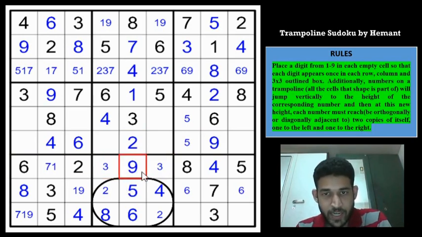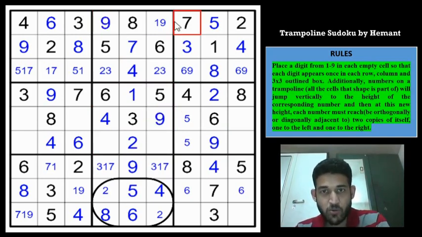So 2, 6, 9, 4, 5, 8. Remaining digits are 1, 3 and 7. So this is 1 and 7 and this is 1 and 7, right? So a 7 here gives us a 2, 3 pair. 2, 3, 4, 1, 5, 6. Remaining digits are 7, 8 and 9. A 9 is here, so you'll get a 9 here. And that resolves the 1, 9 pair in box 2. So these 2 cells must be a 7, 8 now.